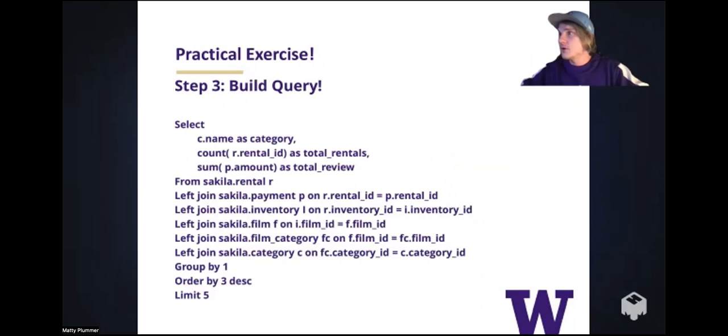So if you already have that query saved from the last time we ran it, we could just add what's missing. So we know that we need to add those last two tables. Here are the joins that we need to add. SQL.film category.